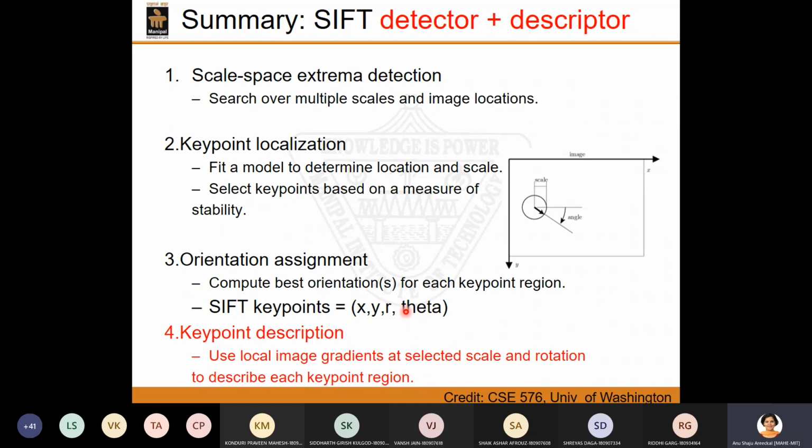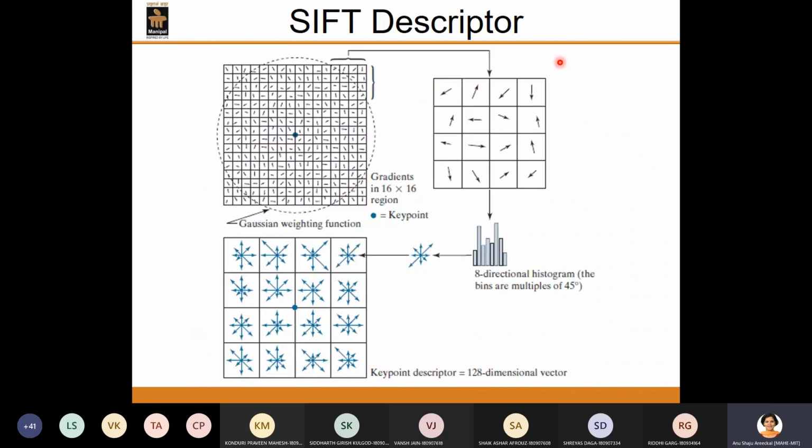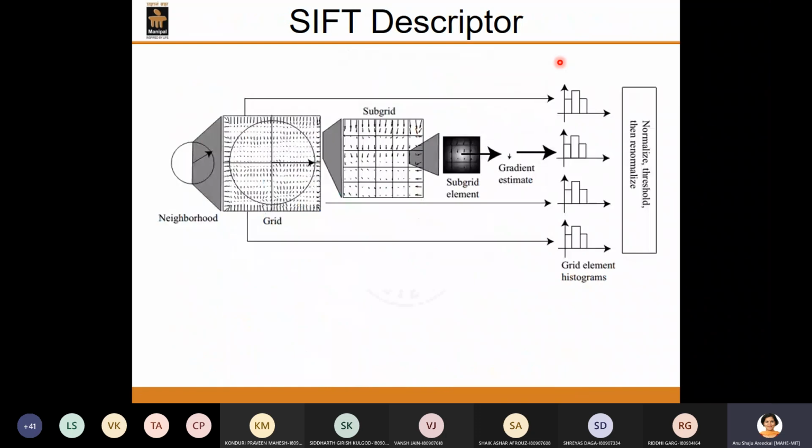All it will say is the position, the scale or blob size, and the orientation. The descriptor will try to describe the neighborhood of that particular key point, and we'll discuss that further in this particular slide.